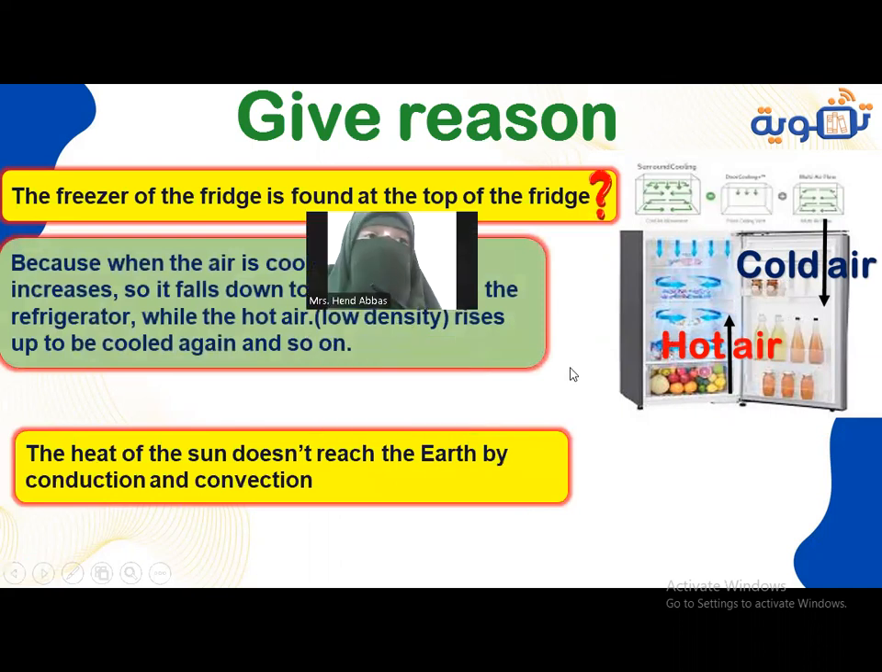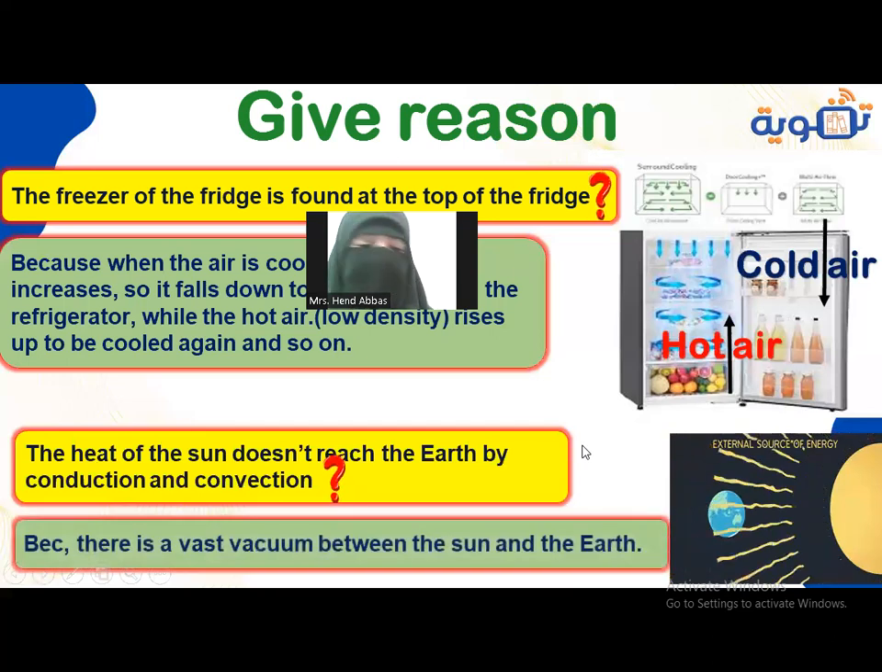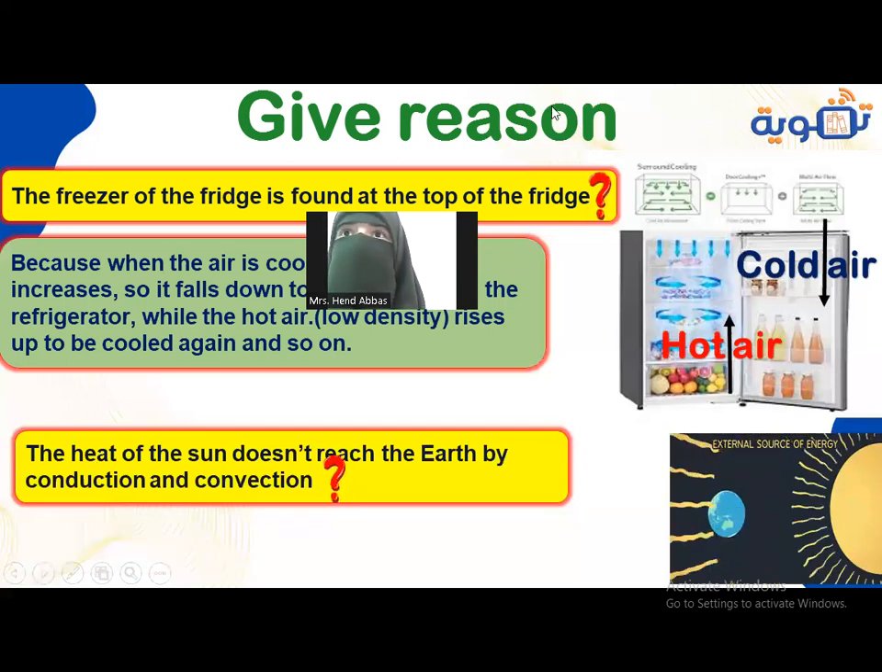Why doesn't the heat of the sun reach the earth by conduction or convection? What is between the sun and the earth? There is no material medium here. Between the sun and the earth there is vast space. There is nothing here. You know that the Earth is covered by atmosphere, this is the atmosphere that covers the Earth. But the space between the sun and the Earth is nothing, a vacuum.